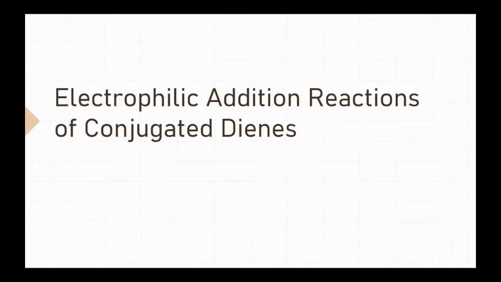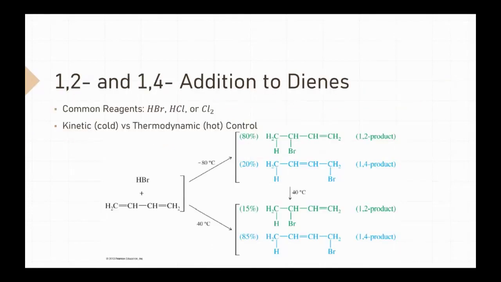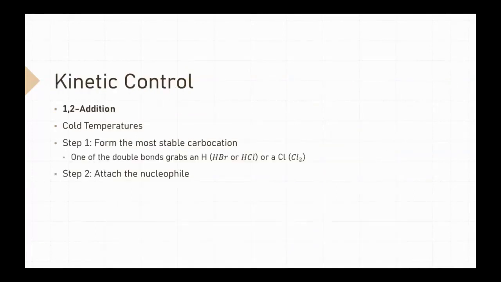Okay. And then addition reactions of conjugate dienes. Here is when you have that 1,2 and 1,4 addition. You have your kinetic, which is the cold reaction, and then the thermodynamic control, which is the hot reaction. The difference, we'll go over that, is that with kinetic control, remember, that's 1,2 addition. It is where you have to form the most stable carbocation. So step 1, form the most stable carbocation.